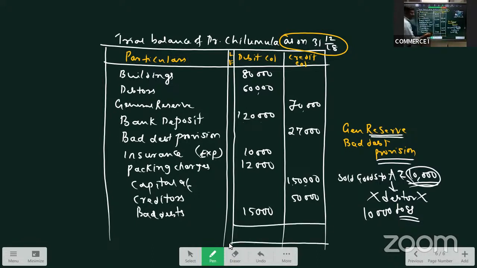Okay. So this is how we are done with the last question, that is question number 20. See the total. Remember these points. Reserves and provisions are to be credited. Okay. 80, 140, 260, 270, 282, 292, 297. 2,97,000 is the total.